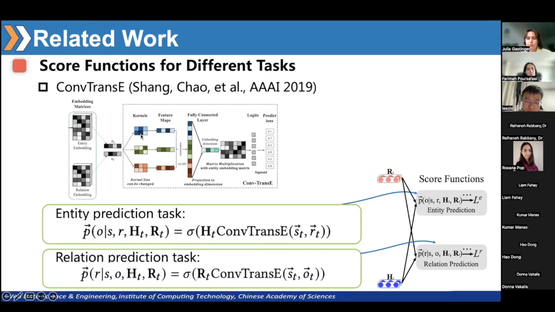Then we use the 2D kernel to conduct the convolutional operation on the embeddings and get the feature maps. We concat these feature maps to a vector and feed it into a fully connected layer to get a final embedding with a dimension of 1 multiplied by d. D is the dimension of the representations, and finally we multiply the embedding with the evolutional representations of all entities to get the logits of all entities. And then we calculate the cross-entropy loss according to the logits and the label.